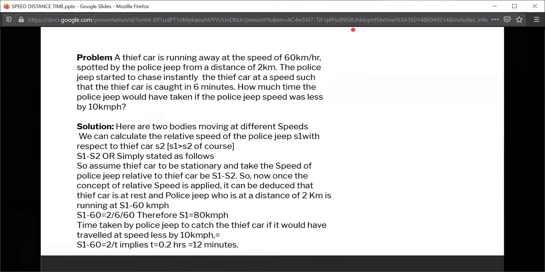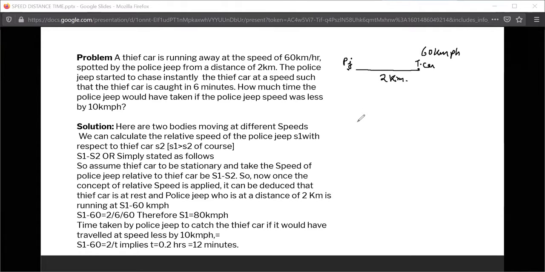Okay, let's see an interesting problem. A thief car is running at the speed of 60 kilometers per hour, spotted by a police jeep at a distance of 2 kilometers. So suppose this is the thief car, and this is the point of the police jeep, and at this point it got the information. The police jeep was at a distance of 2 kilometers away from the thief car. The thief car was running at a constant speed of 60 kmph.